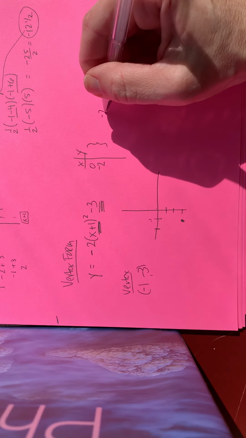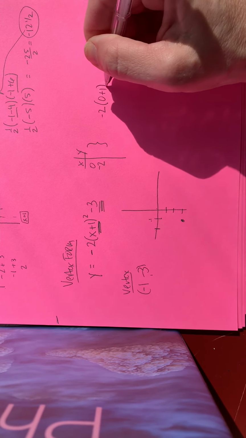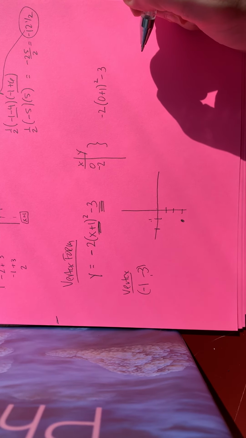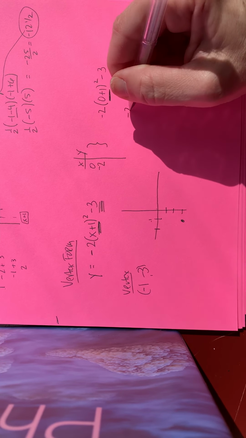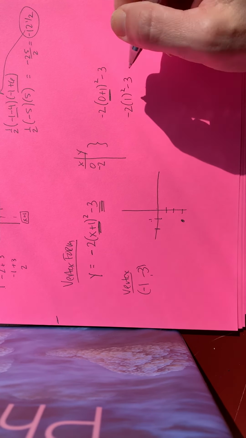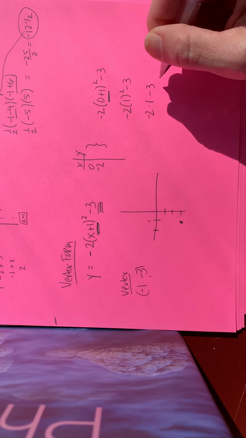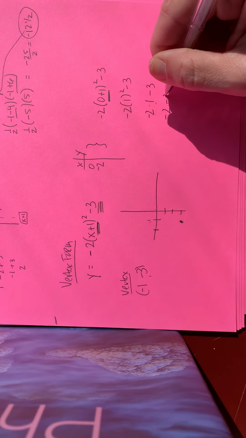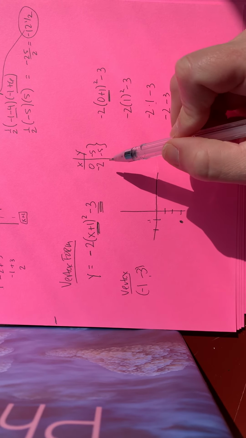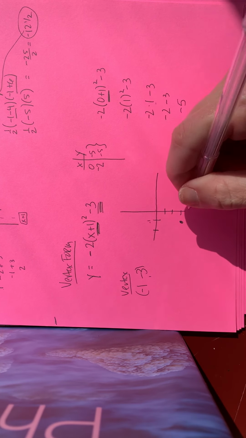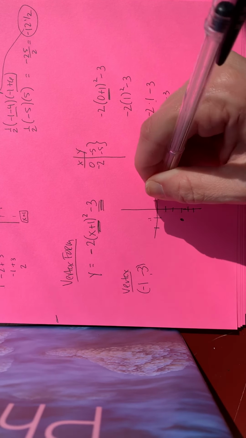I'm going to pick 0 because it's going to be a little easier. So I'm going to have -2 times 0 plus 1 squared minus 3. Order of operations, do what's in here first. Square that term next. Multiply next. Add together. So for both x values, 0 and -2, I get the y value of -5. So now we're going to go 0, -5, -2, -5, and I've got my parabola.